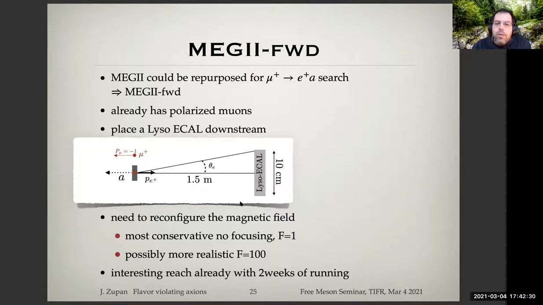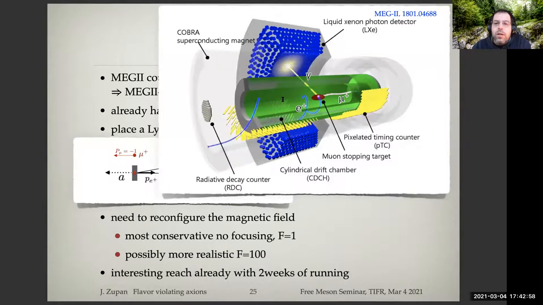You would need to reconfigure the magnetic field to do this. So there were two lines that I will show: you don't have any focusing, so no magnetic field, or a more realistic one where you arrange the magnetic field such that you capture more positrons, which is F of 100, what was achieved by Didier in 86. So it's another picture now.